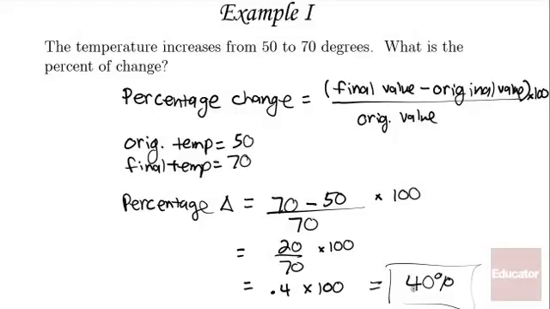Something helpful about this formula is that it also tells you if this is a percent increase or percent decrease. Since this number came out to be positive, this is actually a 40% increase in the temperature. If this had come out to be a negative number, if the temperature actually dropped, we would have ended up with a negative value, and that would have been a percent decrease in the temperature.